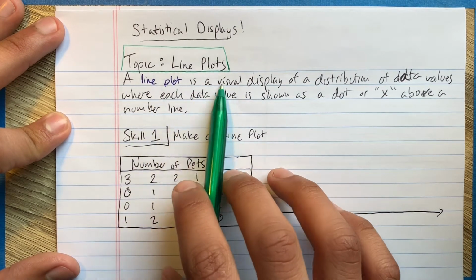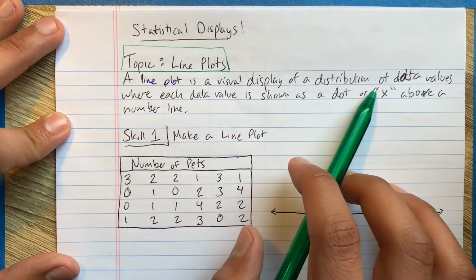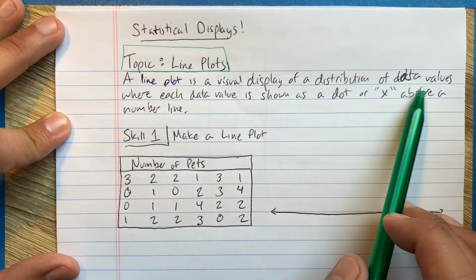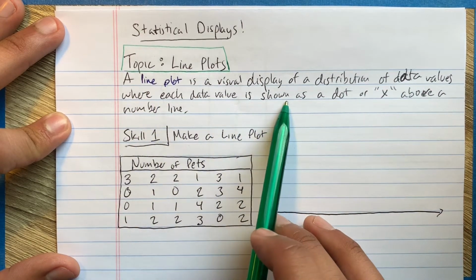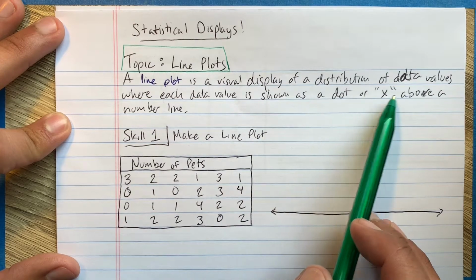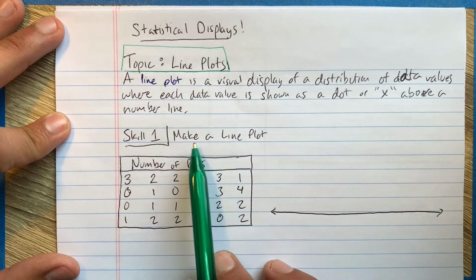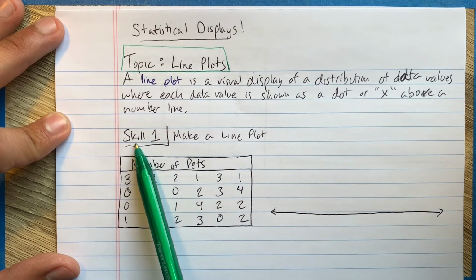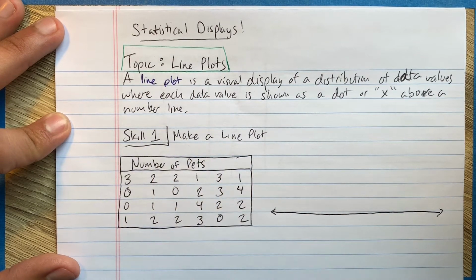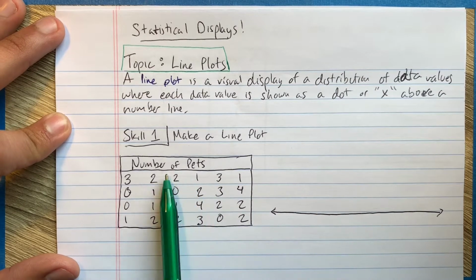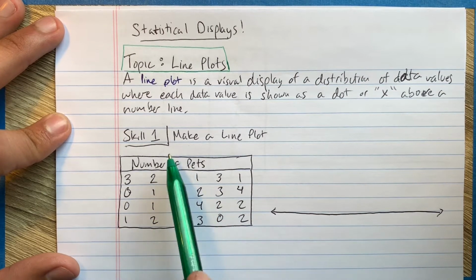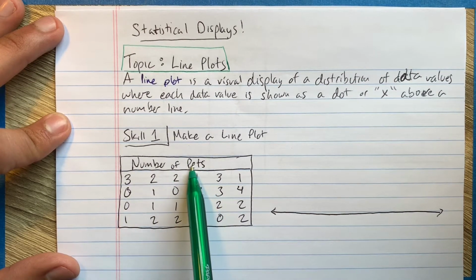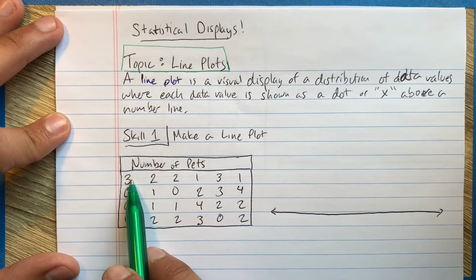A line plot is a visual display of a distribution of data values where each data value is shown as a dot or an X above a number line. There are two skills I need you to learn this week regarding this topic, and the first skill is to make a line plot. Let's say in my algebra class, I asked each student the number of pets that they have. One student said they had 3 pets.